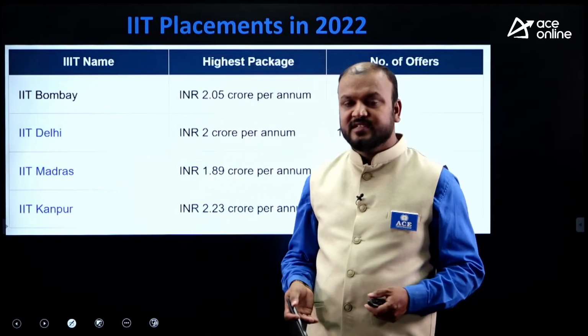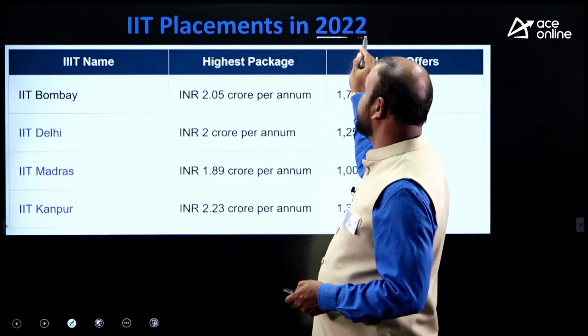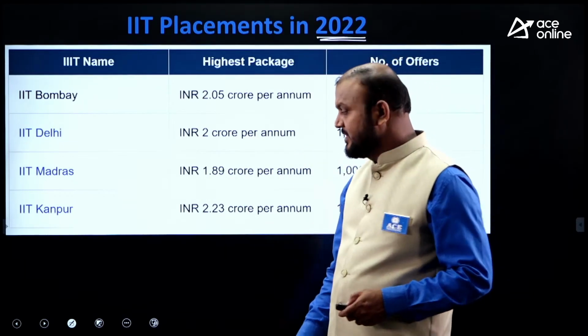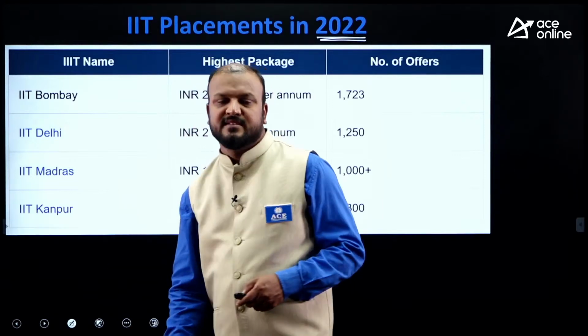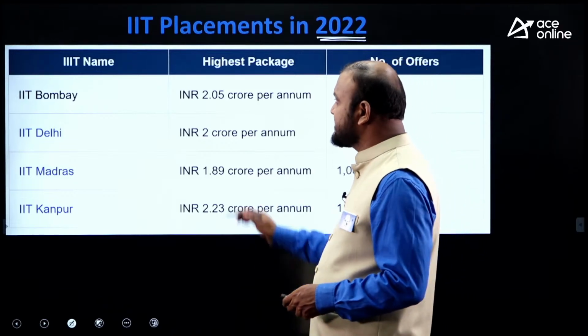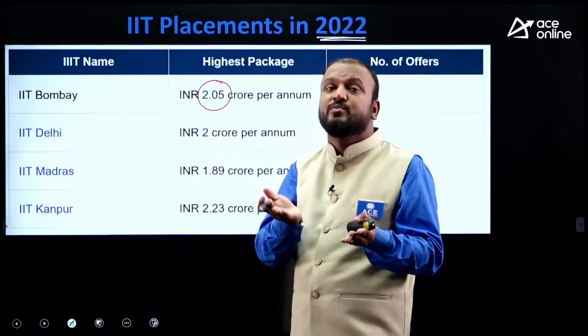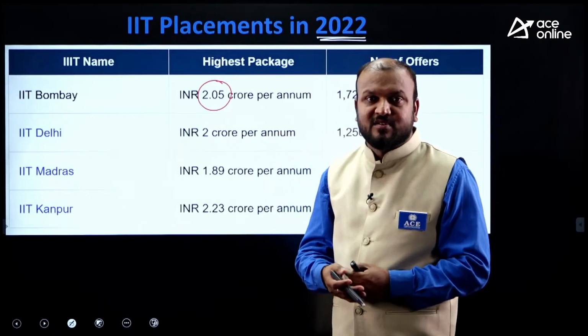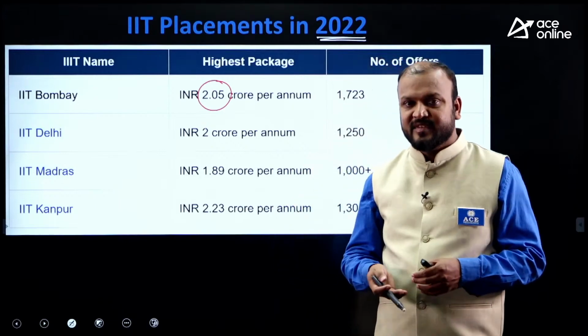Because when I was searching on Google, I saw the IIT placement statistics of 2022. Look at these statistics. I just went mad looking at these statistics on the internet. In IIT Bombay, the highest package is 2.05 crores. Oh my God, what is this 2.05 crores? It is not 5 lakhs per annum. It is 2 crore 5 lakhs per annum.